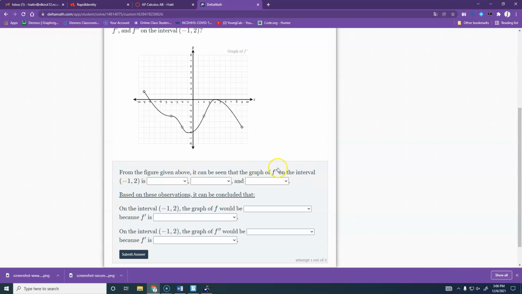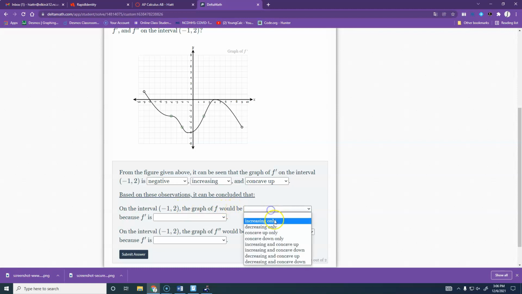It says on the interval, it can be seen that f prime on the interval from -1 to 2, so we're talking about -1 to 2 right here, we're negative and increasing and concave up. So this is asking you about f prime. Based on these observations, you would conclude that on the interval from -1 to 2, f would be... If I have a negative derivative, what does that tell me?